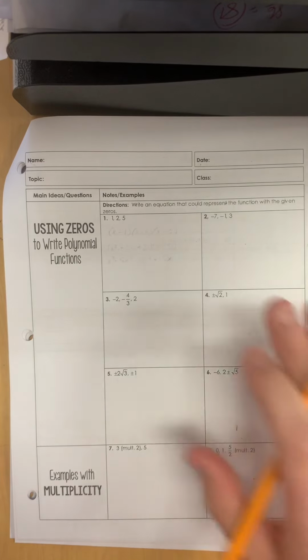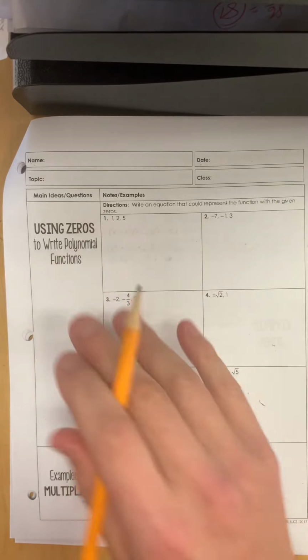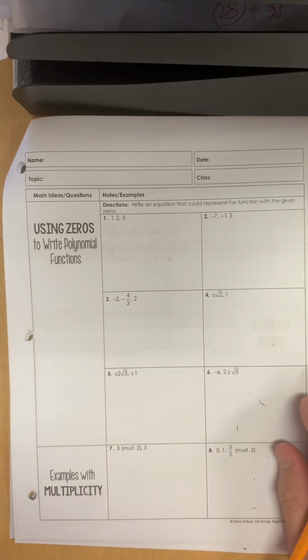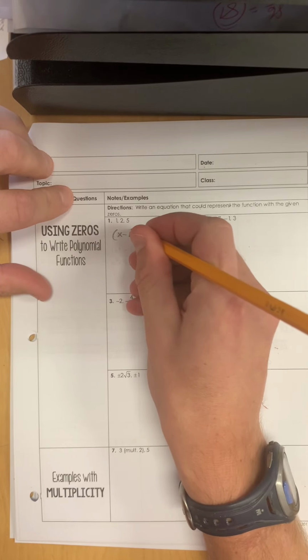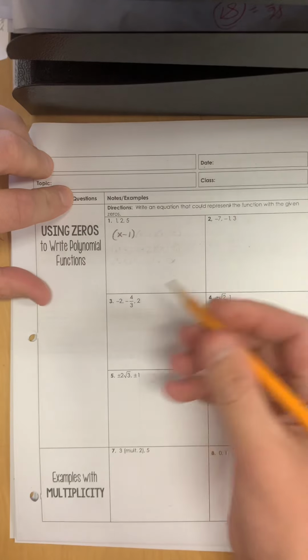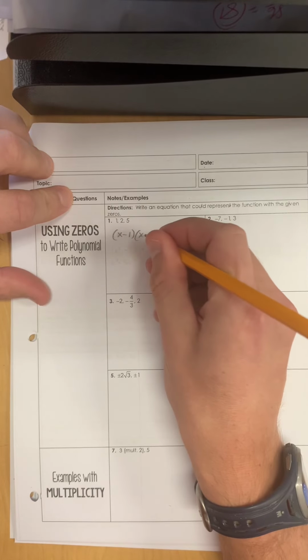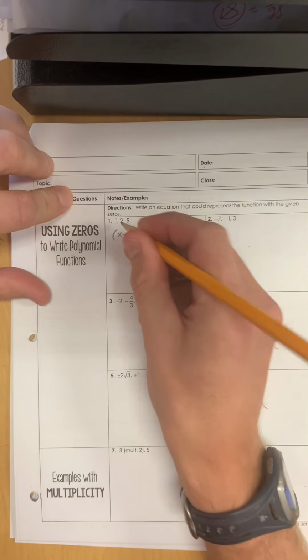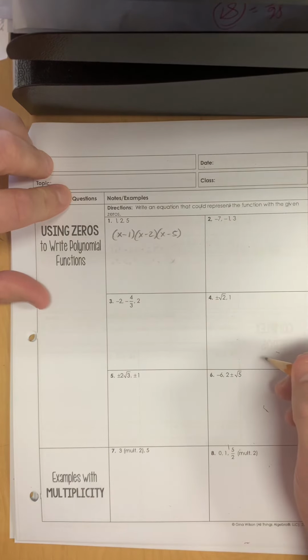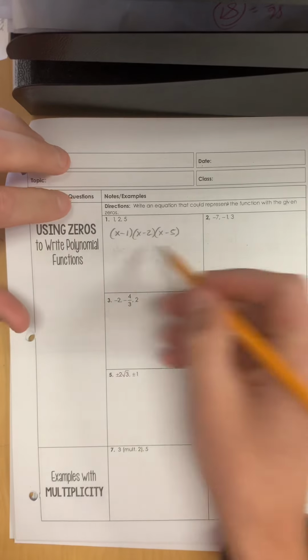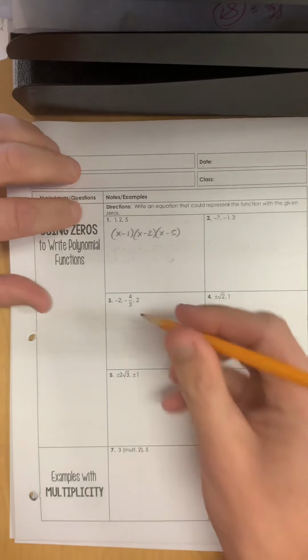We're going to start out with some basic ones where we just have whole numbers, like 1, 2, and 5 on number 1. And all we have to do is come up with the factors that would give us those zeros and write them out. So, for example, the factor that would give us a 0 of 1 is x minus 1. And then x minus 2 would give us a 0 of 2. And x minus 5 would give us a 0 of 5.